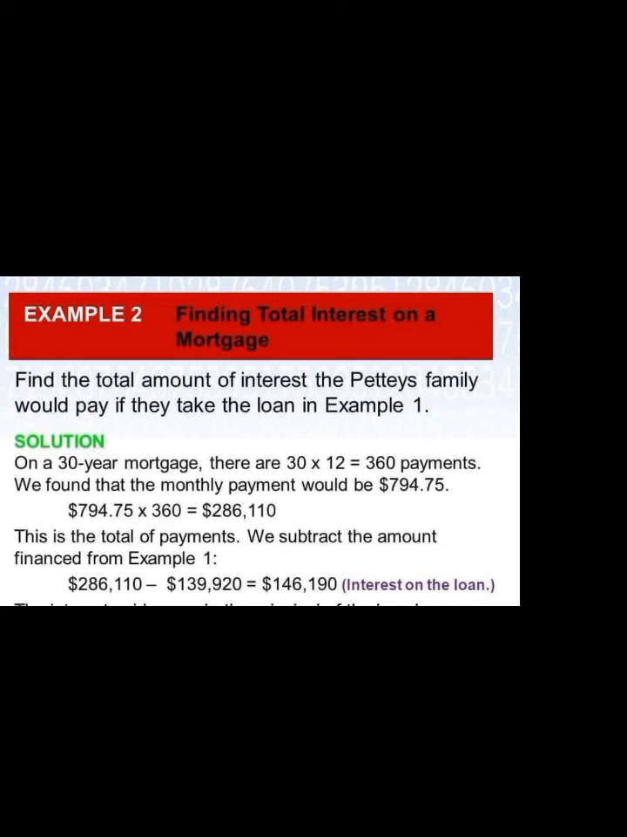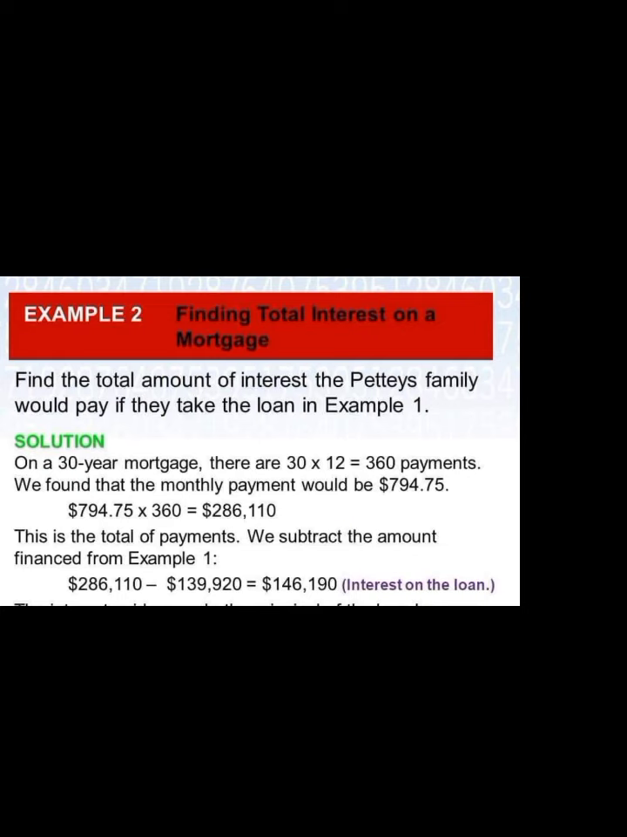So, the solution is, on a 30-year mortgage, there are 30 times 12 equals 360 payments. We found that the monthly payment would be $794.75. So, $794.75 times 360 equals $286,110. This is the total of payments.